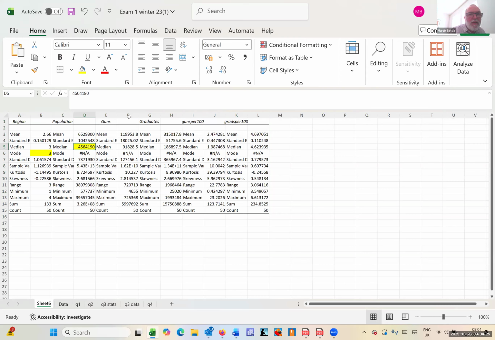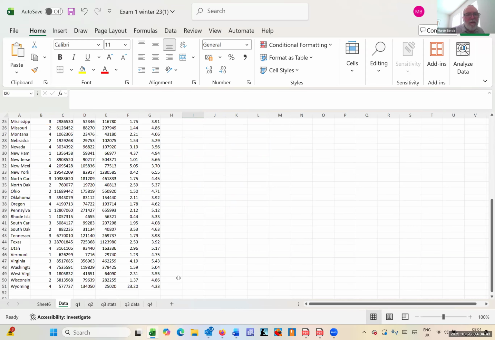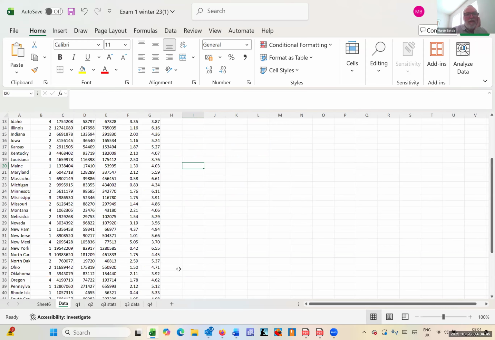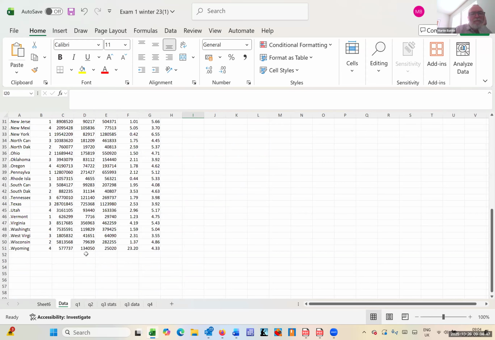Guns, I'd probably do median. University degrees, I'd do median. Now, here we see there's an outlier in guns per 100 and mean or median for grads. So let's look at the minimums and maximums, right? These seem reasonable. 23, when we look at the data, we'll see that there's obviously something wrong with Wyoming, right?